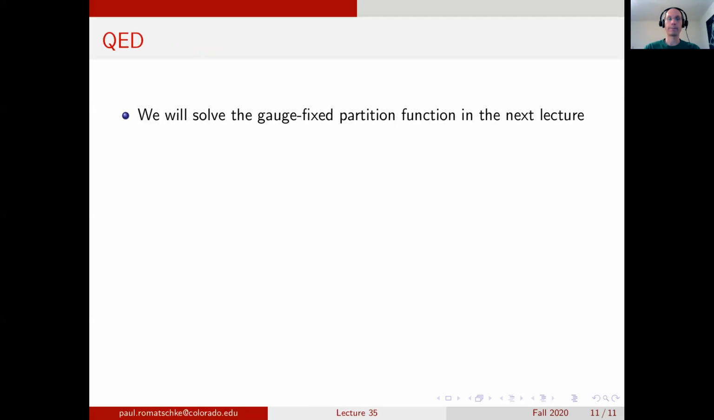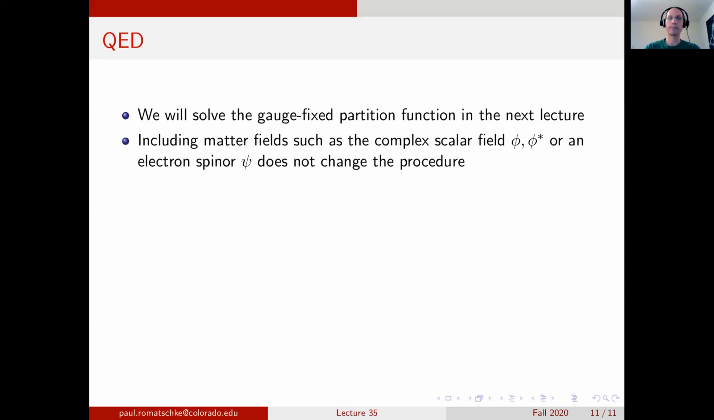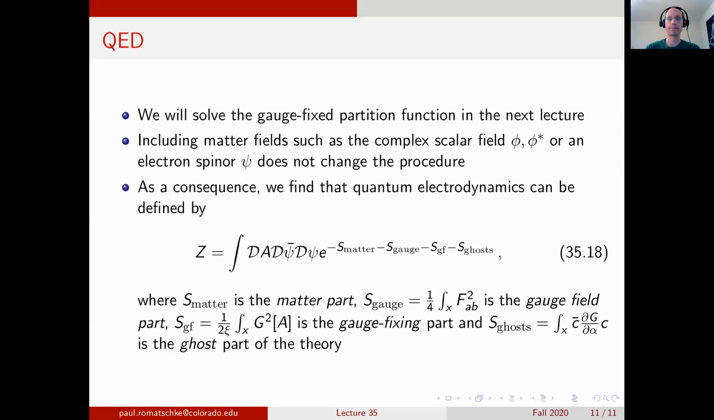We will go ahead and solve the gauge fixed partition function that I just wrote down in the next lecture. But as a preview, I want to point out that including matter fields, such as the complex scalar fields that we had in the last lecture, or the electron field psi, does not actually change the procedure of gauge fixing and Faddeev-Popov ghosts that we just outlined.